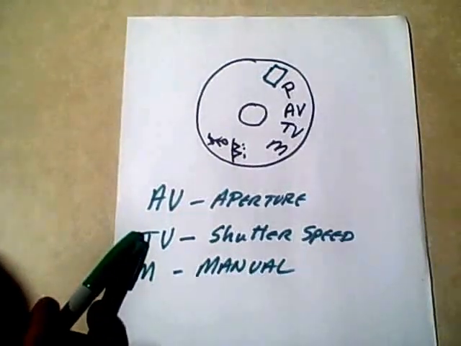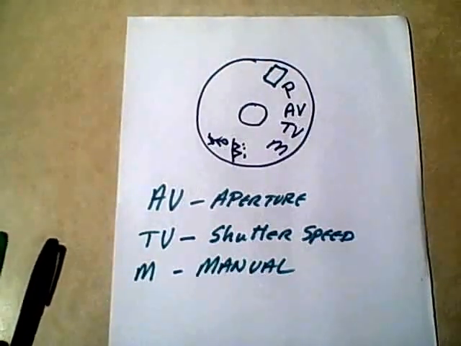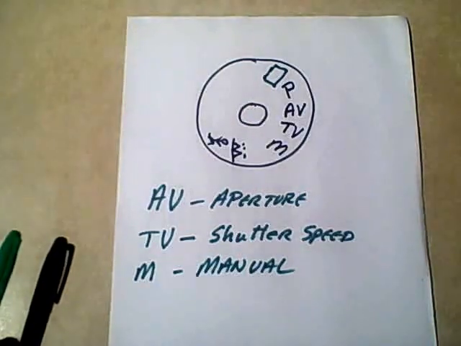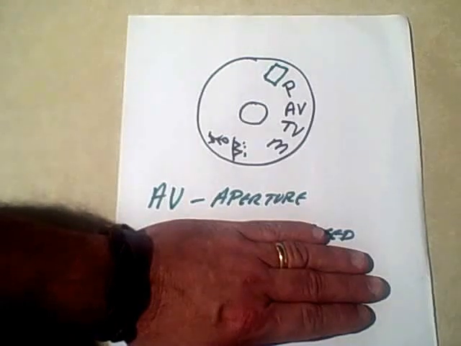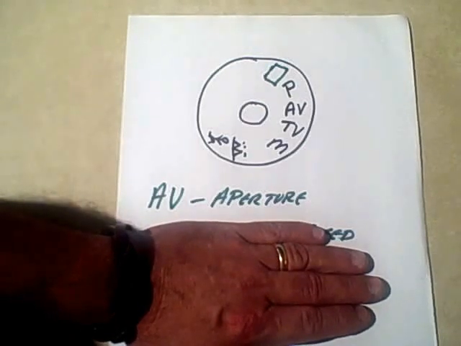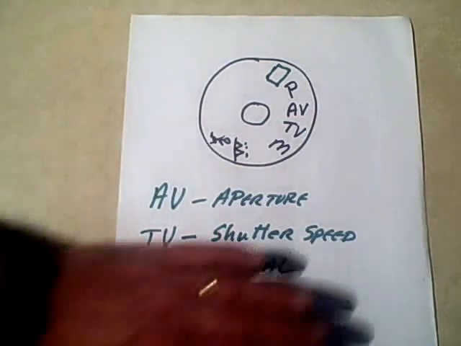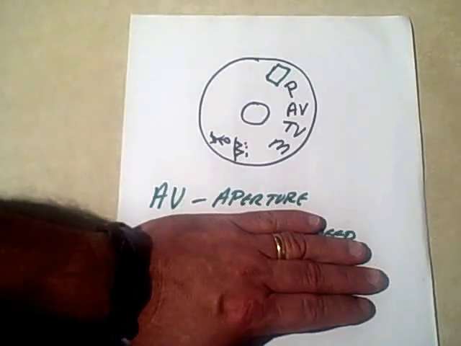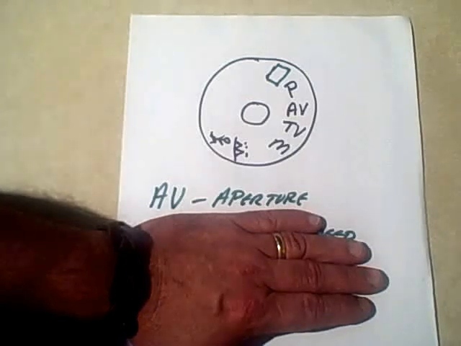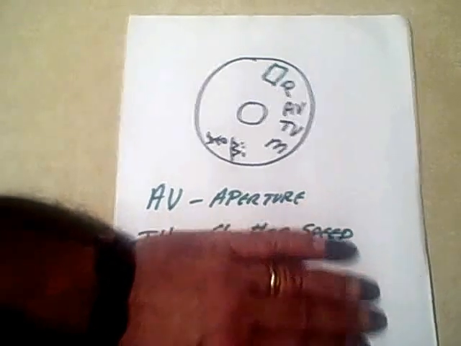TV is time value, and that's where you set the shutter speed of your camera, and then your camera will set everything else. So if you set your aperture, the camera will set your shutter speed, your ISO, and you're good to go. That's if you have to set your aperture really wide open because it's a dark room and you want it to stay there. You don't want that aperture to move, then the AV setting is perfect.